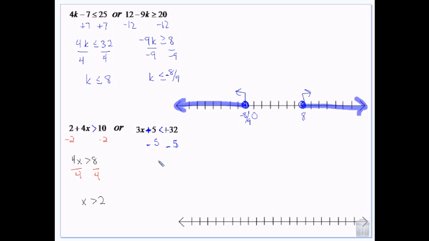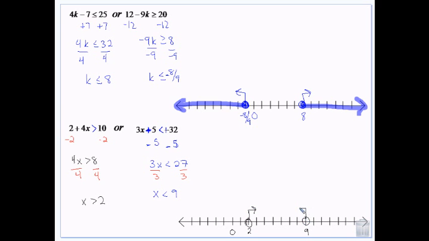So we're going to subtract 5 from both sides to get 3x is less than 27. If I divide by 3, I get x is less than 9. Okay. So here's 0, here's 2, here's 9. X is greater than 2 would shade that way.